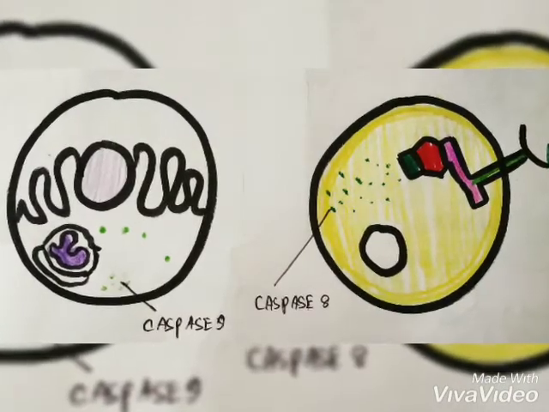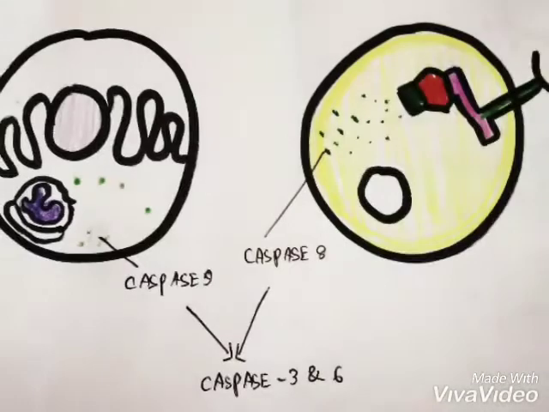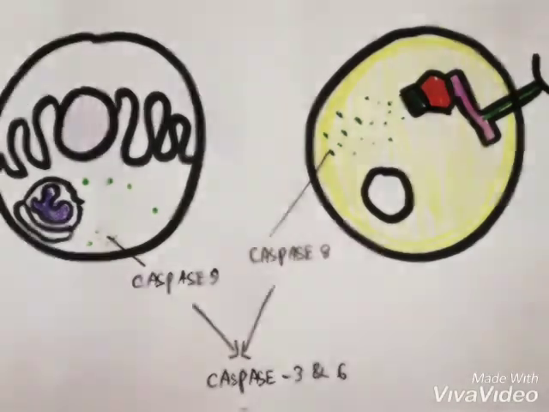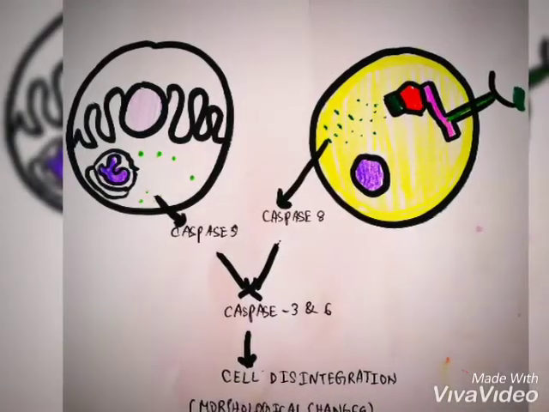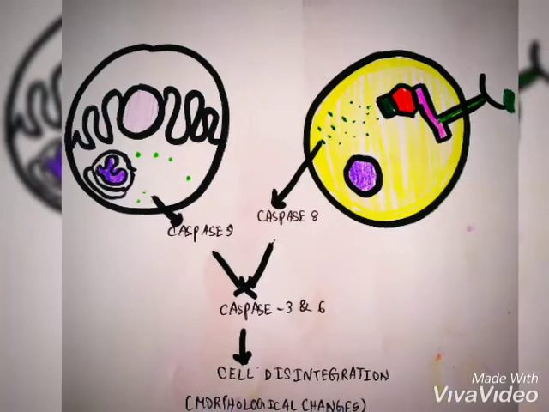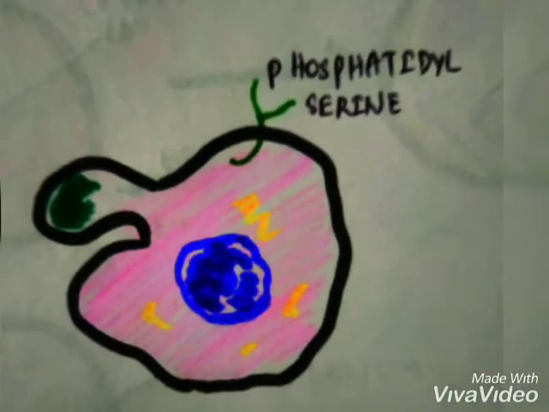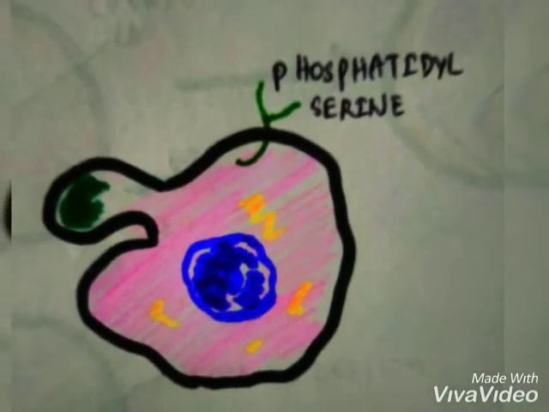Now when the extrinsic and intrinsic initiation phases are there, they activate caspase 8 and 9, which in turn activate caspase 3 and 6, and cell disintegration takes place. Then the cell undergoes apoptosis. You can see here the apoptotic bleb.